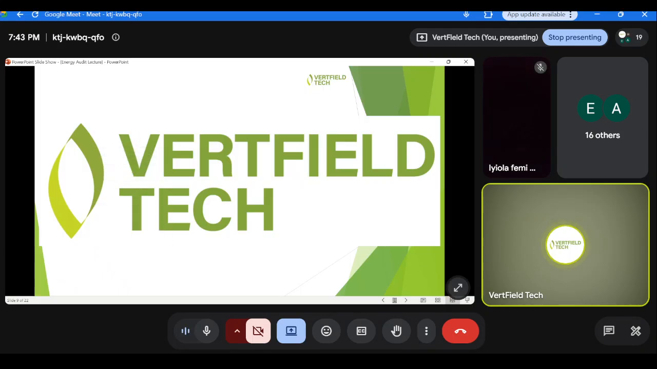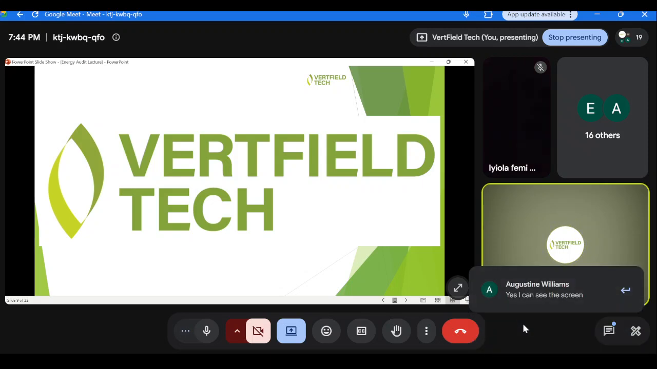All right, so that is the first phase of the training for tonight, where we have been able to walk you through the introductory part of what we call energy audit and what to expect from that energy audit.